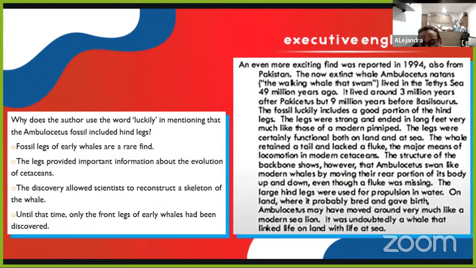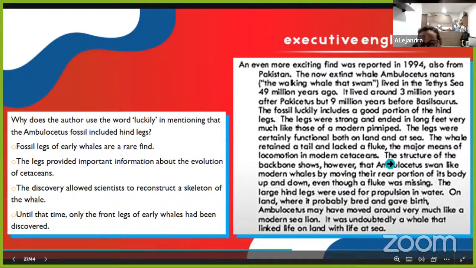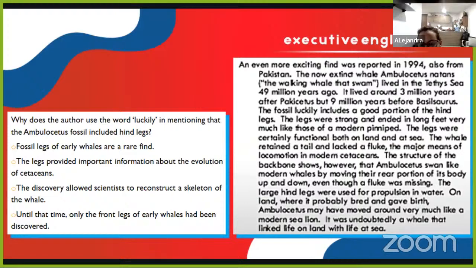The structure of the backbone shows, however, that Ambulocetus swam like modern whales by moving the rear portion of its body up and down, even though a fluke was missing. The large hind legs were used for propulsion in water. On land, where it probably bred and gave birth, Ambulocetus may have moved around very much like a modern sea lion. It was undoubtedly a whale that lived on land with life and sea.